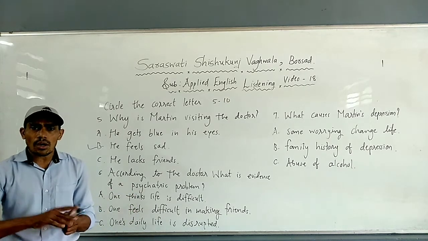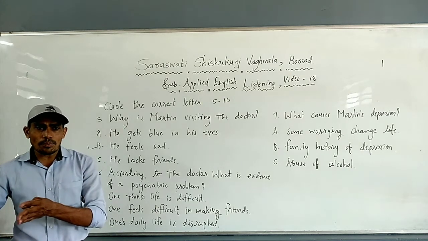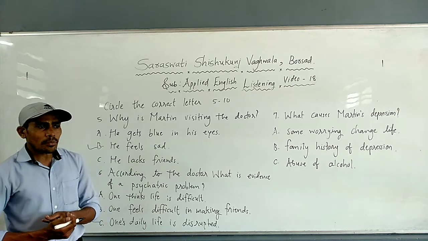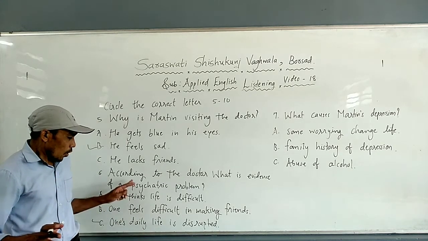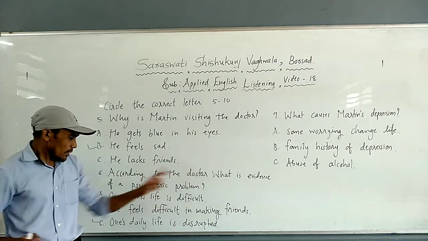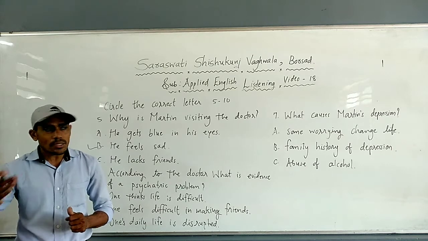Disrupted means not balanced. Okay, because he does not get sleep. Anytime he can get up. So that is his life is disrupted. Why? According to the doctor, what is the evidence of psychiatric problem? So one's daily life is disrupted.